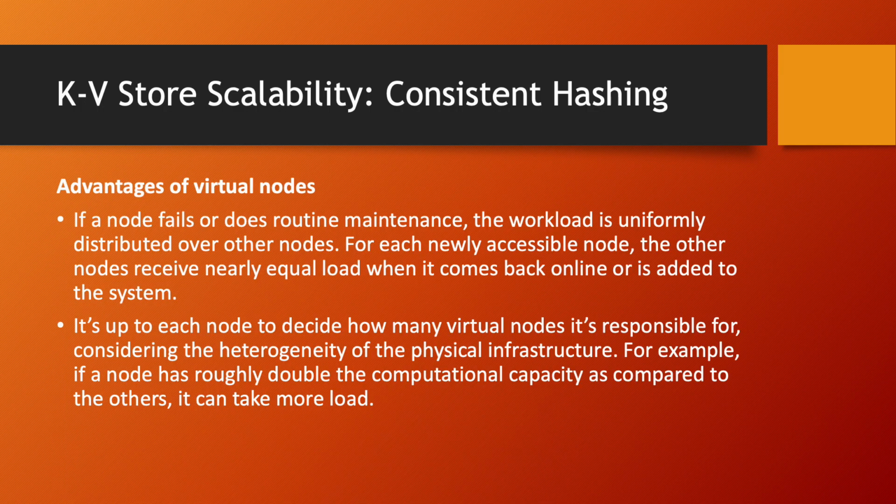Now, the advantages of virtual nodes. If a node fails or goes through routine maintenance, the workload is uniformly distributed over the other nodes. For each newly accessible node, the other nodes receive a nearly equal load when it comes back online or is added to the system. It's up to each node to decide how many virtual nodes it is responsible for, considering the heterogeneity of physical infrastructure. For example, if a node has roughly double the computation capacity compared to others, it can take more load.